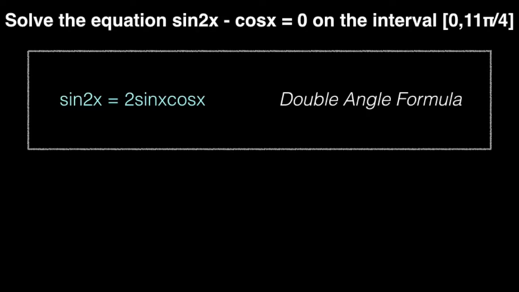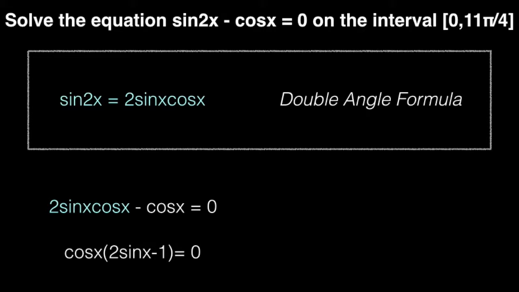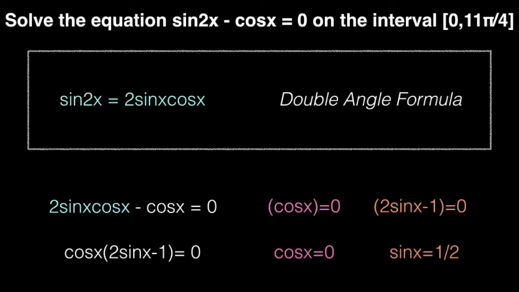But if you replace sine 2x with 2 sine x cosine x, then you get 2 sine x cosine x minus cosine x is equal to 0. So now both terms have cosine x. If you factor out the cosine x, you get cosine x times 2 sine x minus 1 is equal to 0. You set cosine x equal to 0 and 2 sine x minus 1 equal to 0, and you get cosine x is equal to 0, sine x is equal to 1/2.